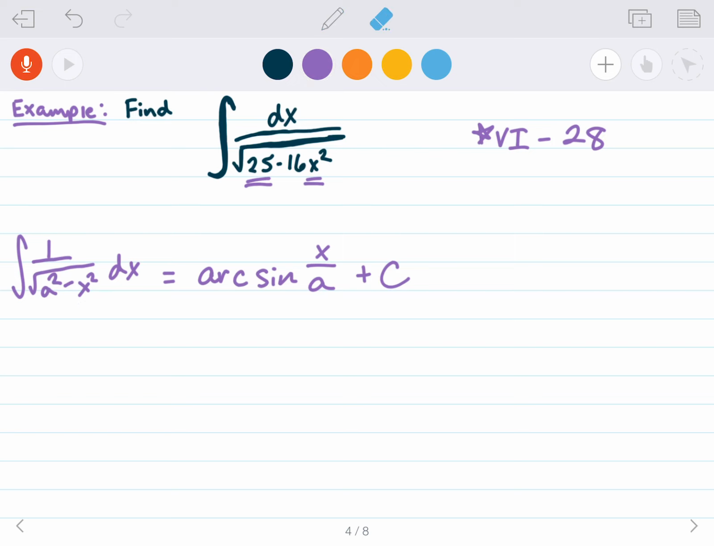Okay, great. So now what we need to do is we need to make our problem look like the formula that we have here.